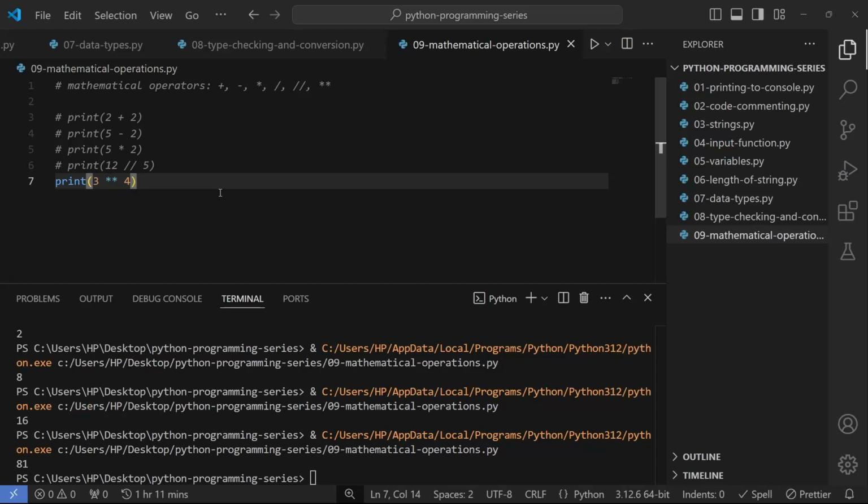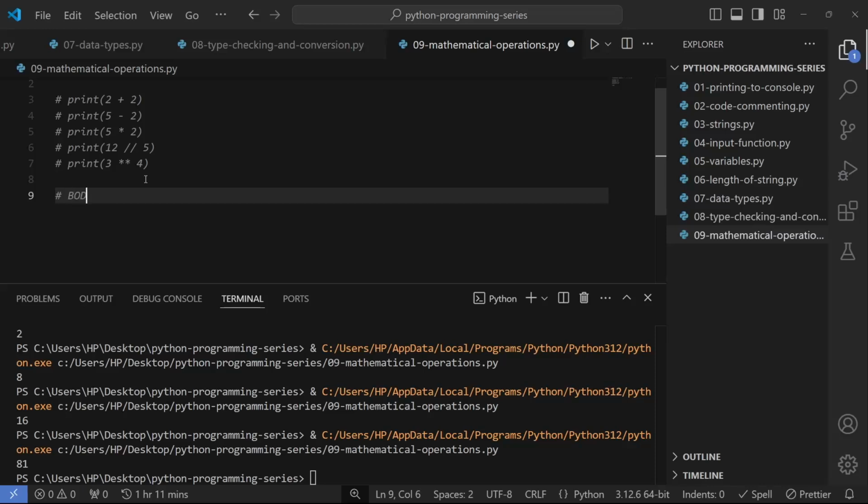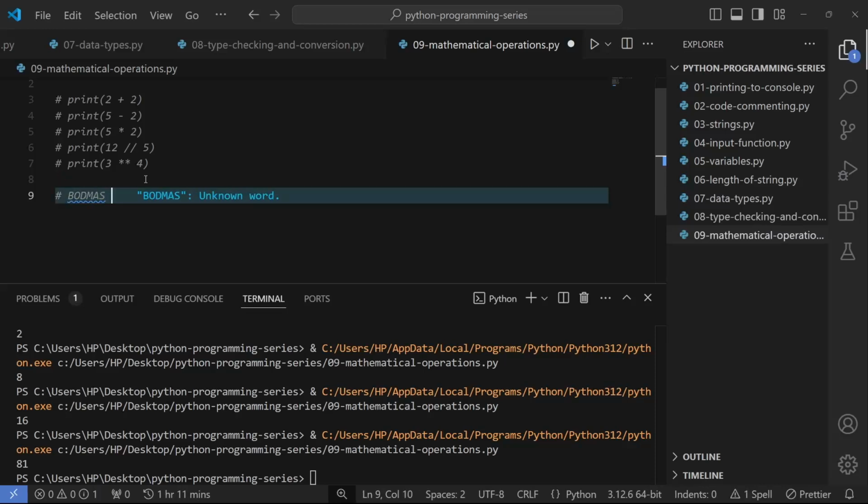Before we go, I want to show you something. Whenever you are performing mathematical operations, especially when you have more than a single mathematical operator, you should always take note that these operators have their level of priority. You know, in your high school mathematics, some people use BODMAS, some people use PEMDAS. They are also applicable in situations like this.